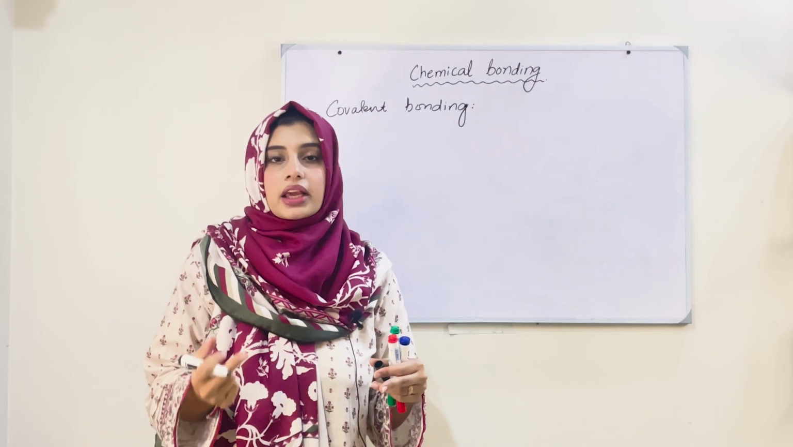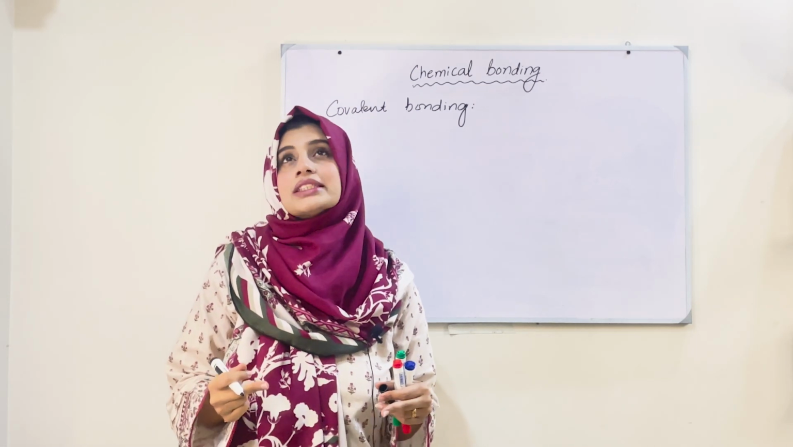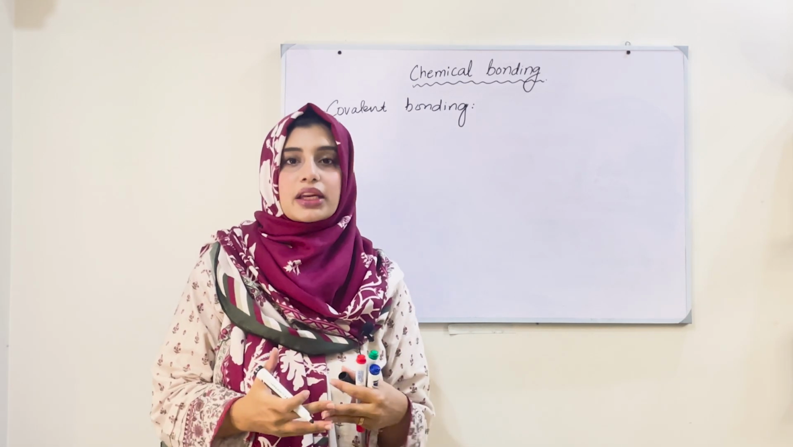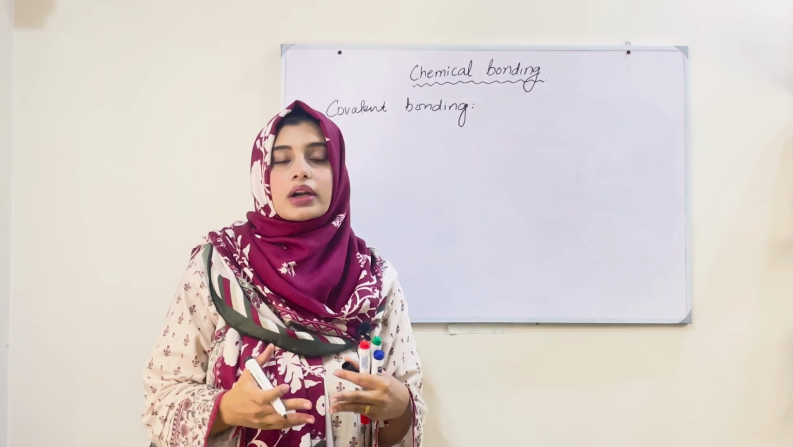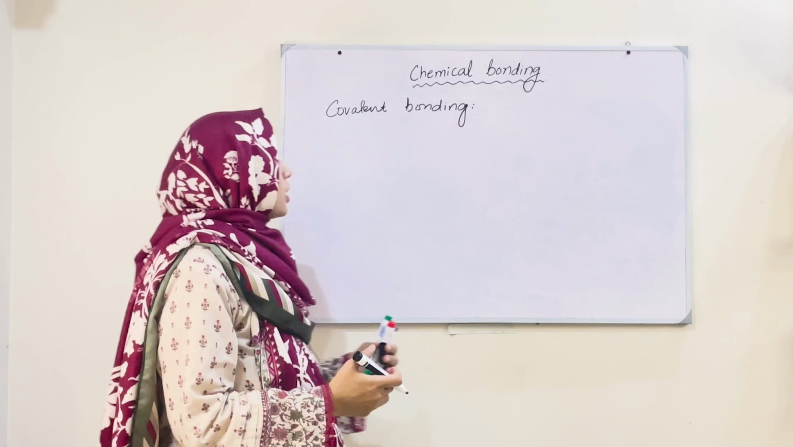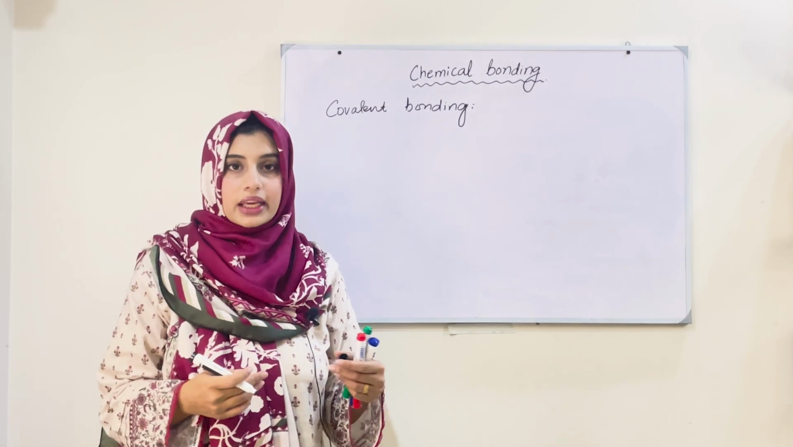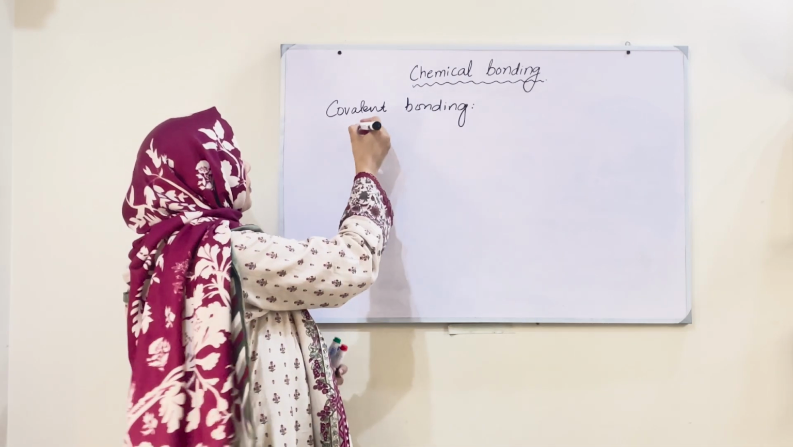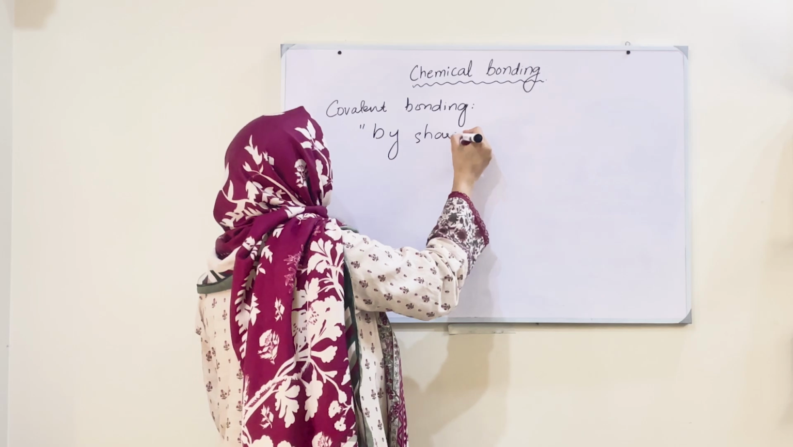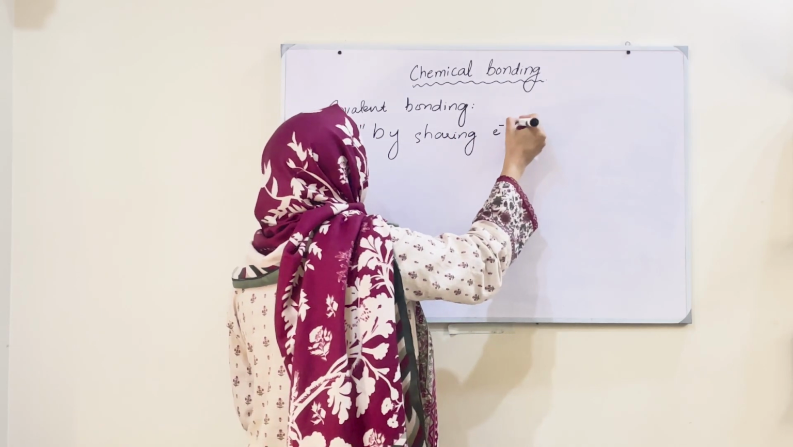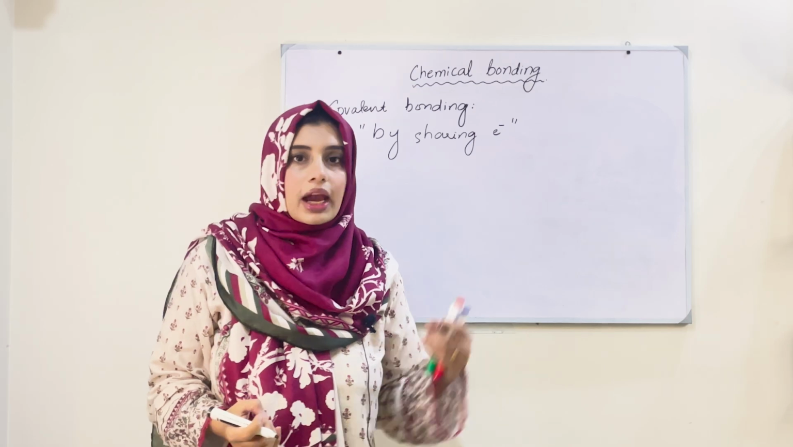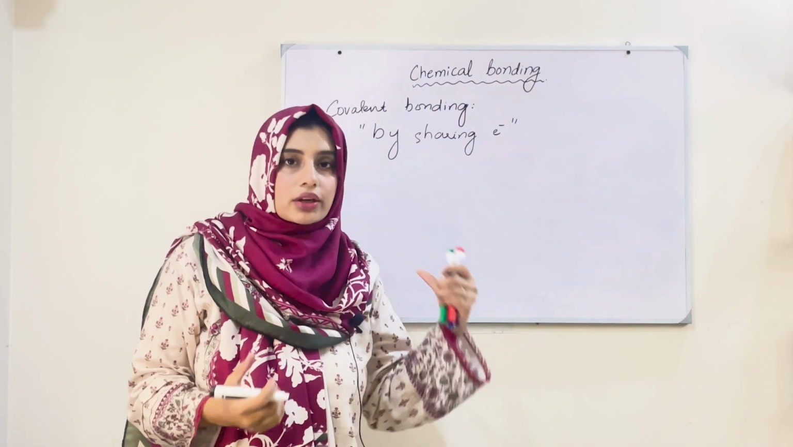In ionic bonding, if you can remember, it was the bonding of ions, in which cations and anions combine together and form a bond. This is called an ionic bond and the compound is called an ionic compound. Today we are going to discuss covalent bonding, and covalent bonding is by sharing electrons. Ionic bonding was by complete transfer of electrons and covalent bonding is by sharing of electrons.